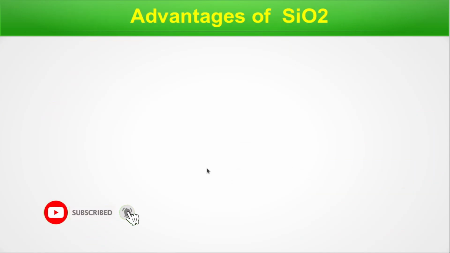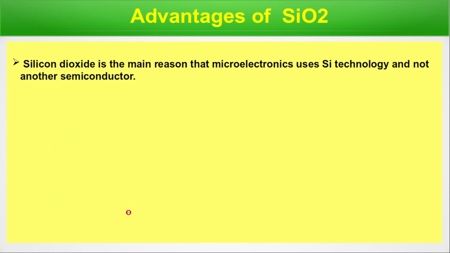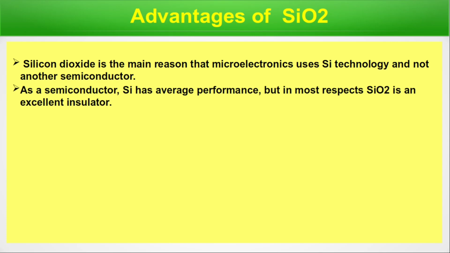Advantages of silicon dioxide. Silicon dioxide is the main reason that microelectronics uses silicon technology and not another semiconductor. It's not for silicon but for silicon dioxide, because the MOS structure needs a good oxide. Otherwise, we cannot have the capacitive action on which MOS performance is based. As a semiconductor, silicon has average performance, but in most respects, silicon dioxide is an excellent insulator.